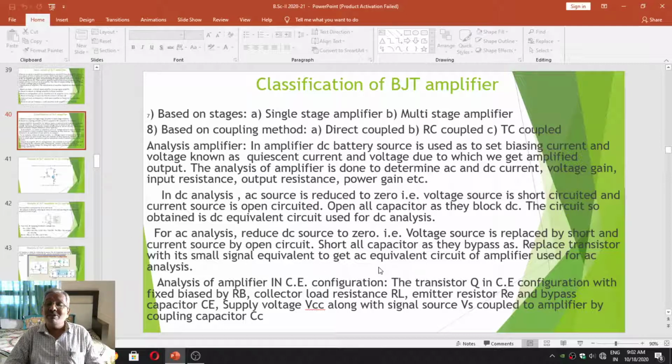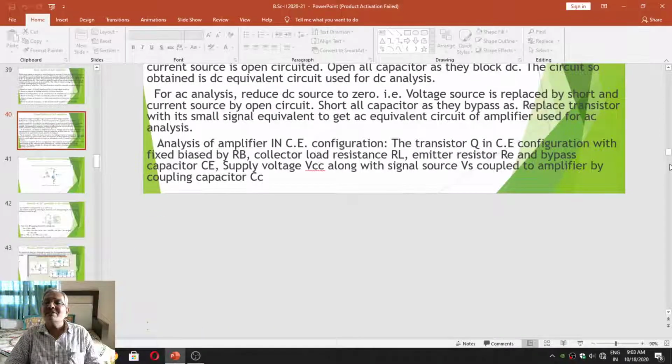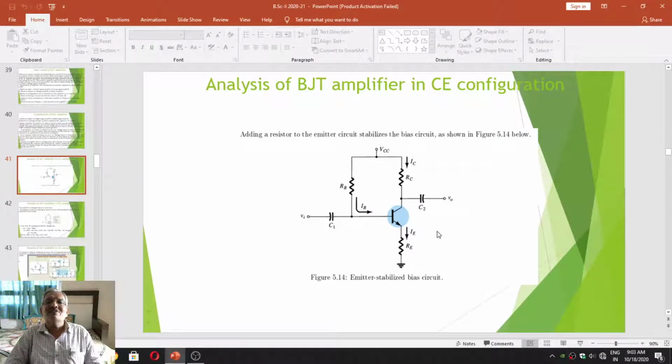Now we are going to see amplifier circuitry one by one for the purpose of analysis. At the beginning, we are going to consider the analysis of the amplifier in common emitter configuration. Friends, we already studied the meaning of common emitter configuration. In common emitter configuration, the circuit diagram is something like this. This is the circuit diagram that is used for common emitter configuration.